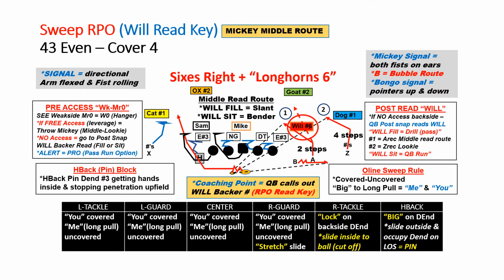Here's an example of our sweep RPO. Again, exactly like stretch, we're in a 6 is right again, so he gets the 3 receivers to the right. B will run his bubble route. Again, quarterback's going to take his lateral shuffle step, reading the will backer. If he fills, then we can look to drill 1, 2, 3 there. If he doesn't, then he's going to go ahead and take off and read that H back for our sweep play.